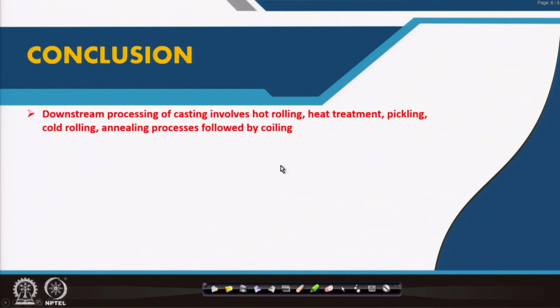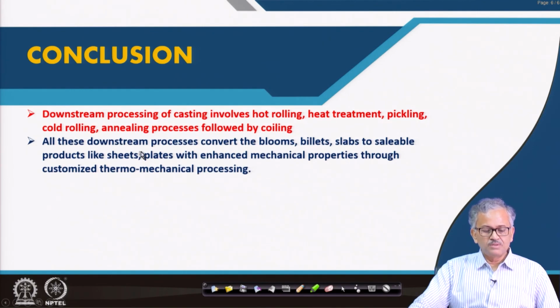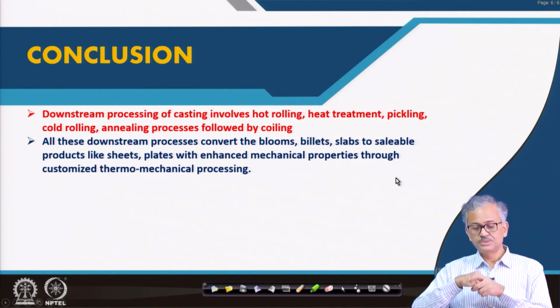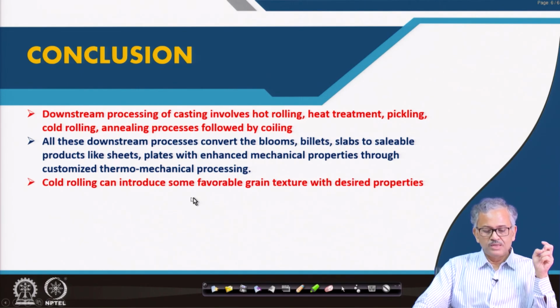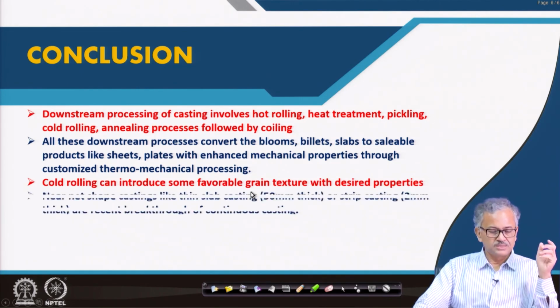Downstream processing of casting involves hot rolling, heat treatment, pickling, cold rolling, and annealing followed by coiling. All these downstream processes convert blooms, billets, and slabs to sellable products like sheets and plates with enhanced mechanical properties through customized thermomechanical processing, which is very important today. We can do that. Cold rolling can introduce some favorable grain structure, as I said.